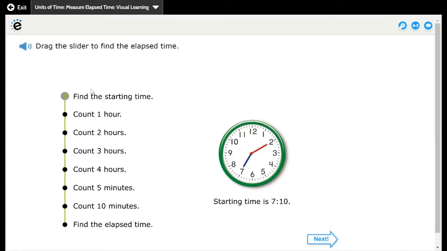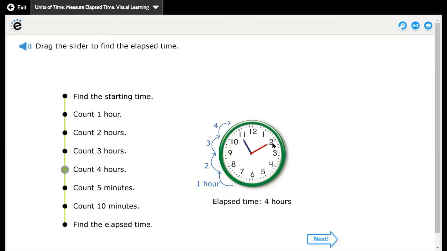So the starting time is 7:10. Counting 1 hour, it will become 8. Another hour, 9. 3 hours, 10. 4 hours, 11. The hour of the ending time is 11. Then we finish the hours.